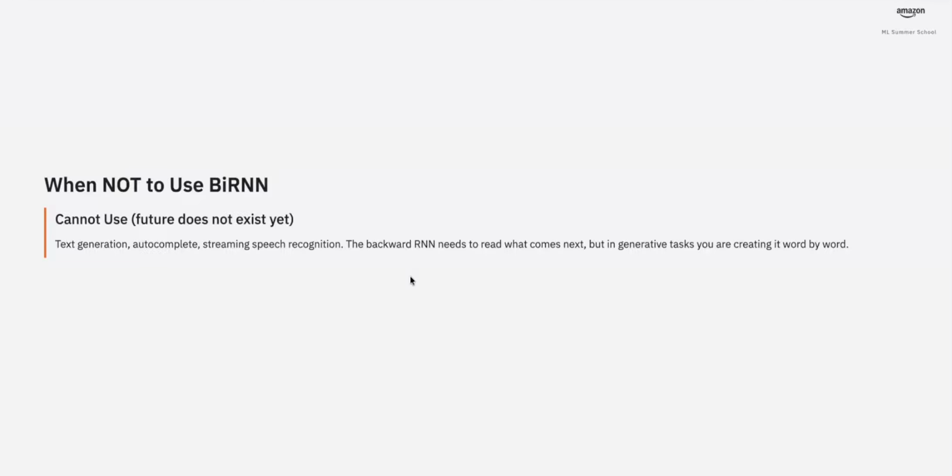In a similar manner, think about autocomplete on your phone. You type "how do I re", and the model needs to suggest "return" or "reset" right now. It cannot run a backward RNN over what you typed because there is nothing to the right. You have not typed it yet. Same with Alexa generating a spoken response in real time. It is producing audio one frame at a time. It simply cannot look ahead at what it is about to say. Bidirectional RNN is fundamentally incompatible with any task that requires generating output before the full input is known.